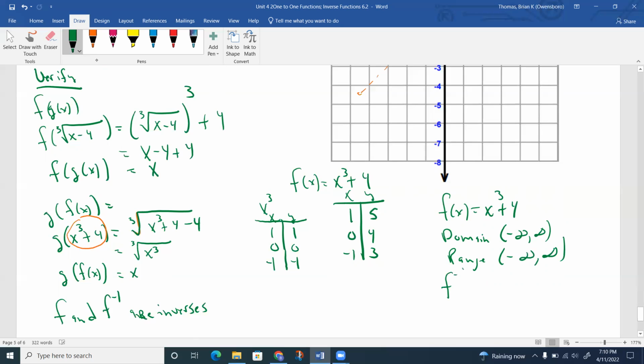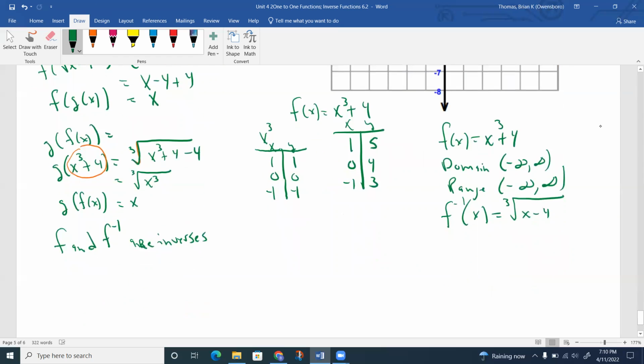For its inverse function, which we said was the cube root of x minus 4, it's also going to have no domain restriction or range restriction. So it's going to be the set of real numbers for both of those. So the domain is going to be negative infinity to infinity, and the range is going to be negative infinity to infinity.